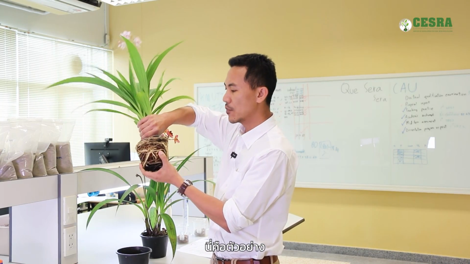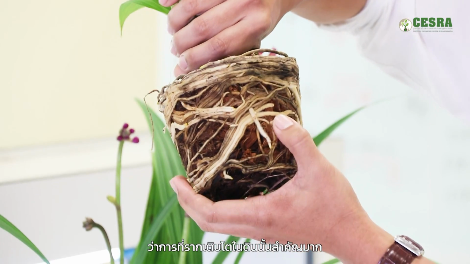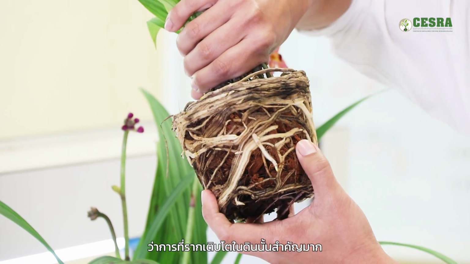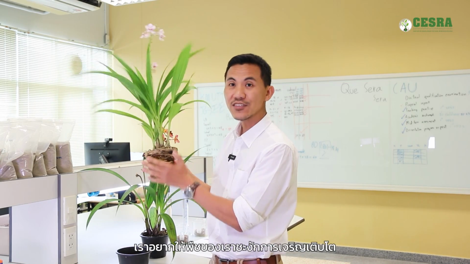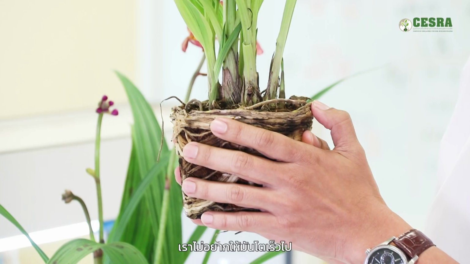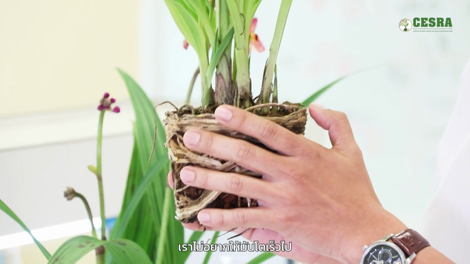So here is an example showing that root growth into the soil is really important. In this case we did it on purpose because we like to keep this plant stunted. You don't want them to grow really fast, right?